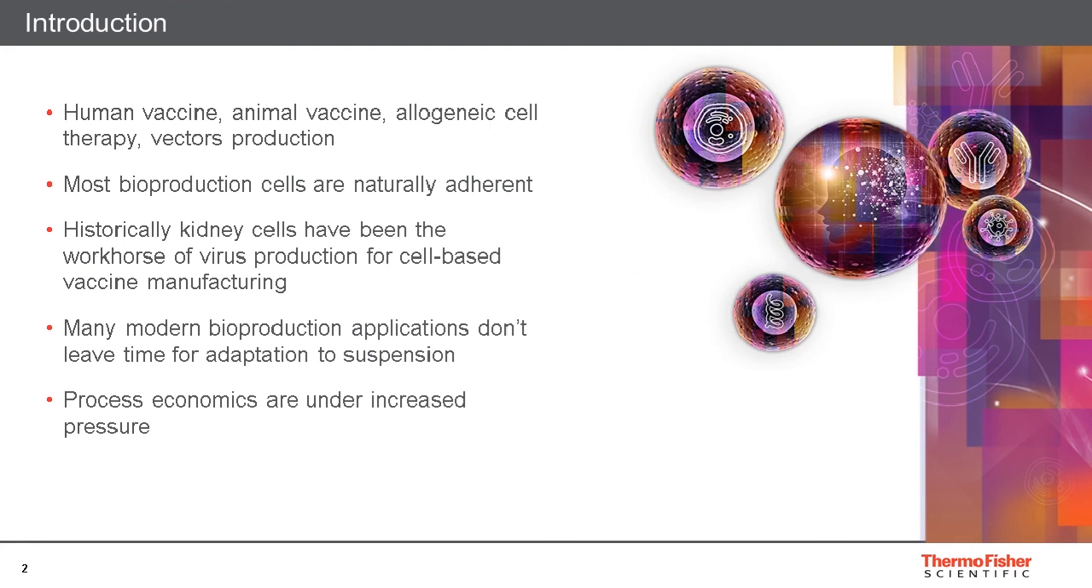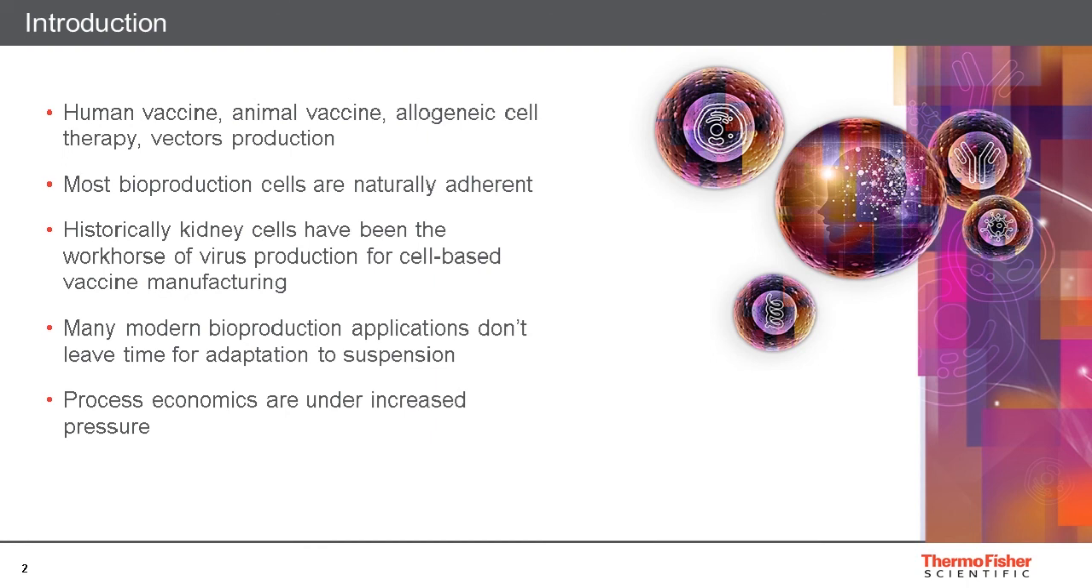As an introduction, we're going to scope the topic. I'm going to give you a few words about our division at Thermo Fisher Scientific and what we're doing, and walk you through the agenda for this presentation. So indeed, if you're interested in adherent cell-based biomanufacturing, the scope is that human vaccines, animal vaccine, and allogenic cell therapy, as well as vectors production, are the key areas where adherent cells are being used.